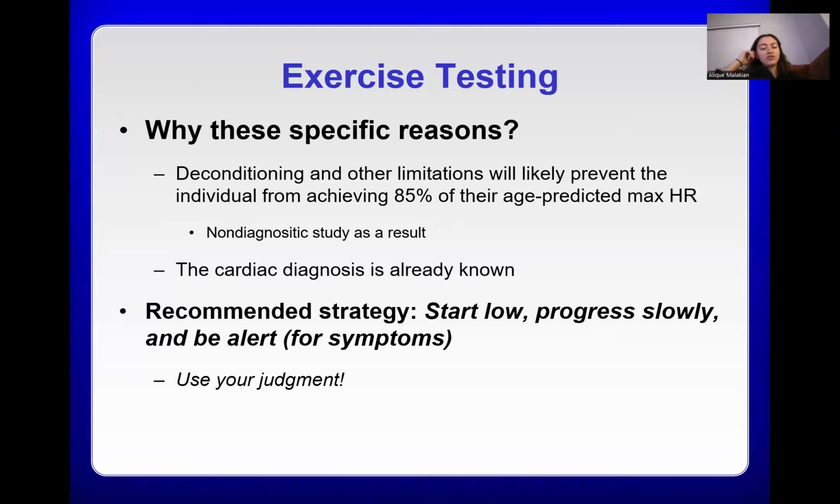So the recommended strategy, if you're not going to test people, especially because of those reasons, is to start low, progress slowly, and be alert for symptoms. This is talking about starting with low intensities. Don't ramp it up insanely fast, be very slow, and be alert for symptoms. And I say this again, use your judgment. Your judgment could save people. So just always be aware of that when working with anyone, really, not just chronic disease populations.